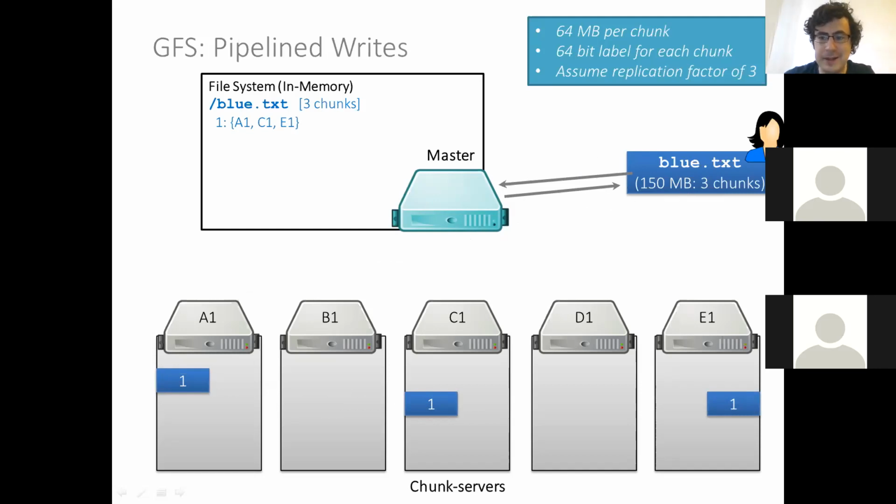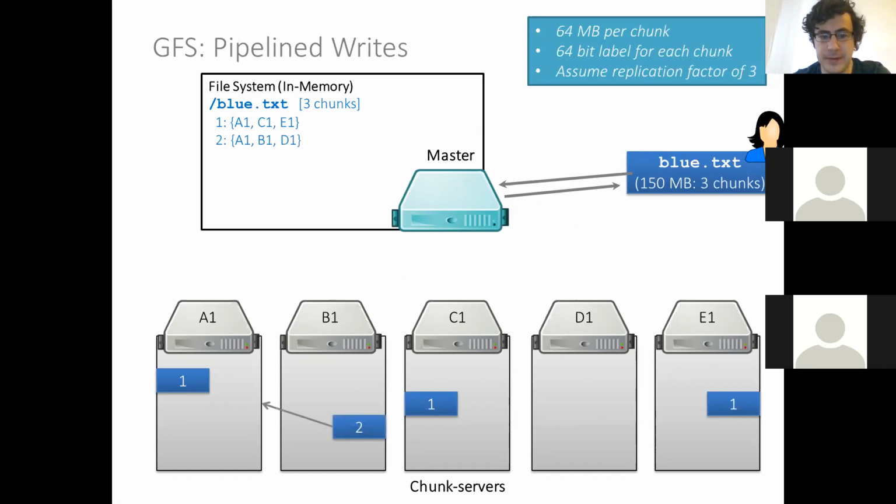So the client can then write to any of the chunk servers. It doesn't have to be A1. This order is just arbitrary, right? But the client writes it to any one of those chunk servers. Let's see that again. In this case, it chooses A1, okay? A1 then writes to C1, and then C1 writes to E1. So this tries to give the machines more or less equal responsibility or equal data traffic. So we're not going through the same machines all the time. Okay. So this is called a pipeline write.